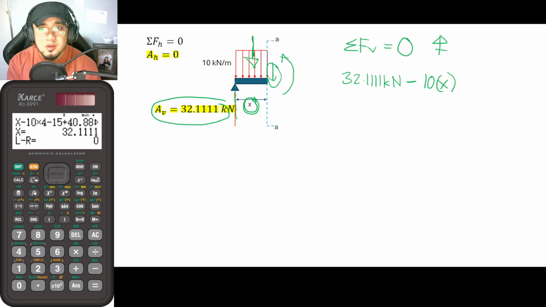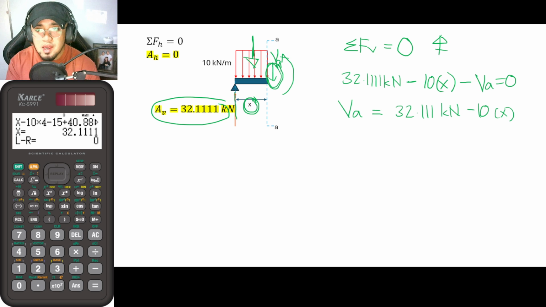Then, what else do we have here? So we also have an internal force here that is minus, let us say that that is now VA, for example. So from that, minus VA is equal to 0. So from that, VA is now equal to 32.111 kilonewtons minus 10x. Okay, so as you can see, guys, this is now our equation.